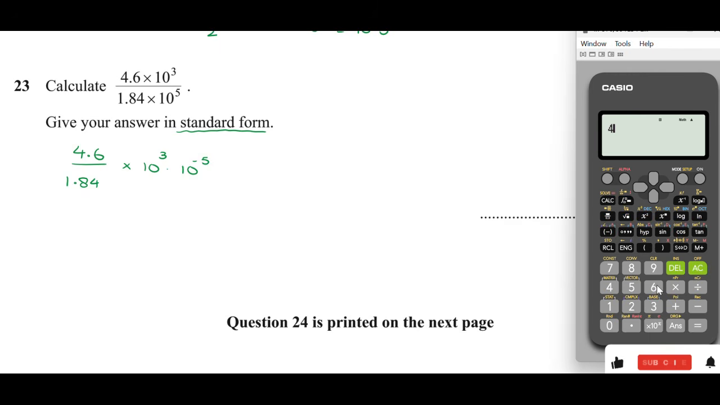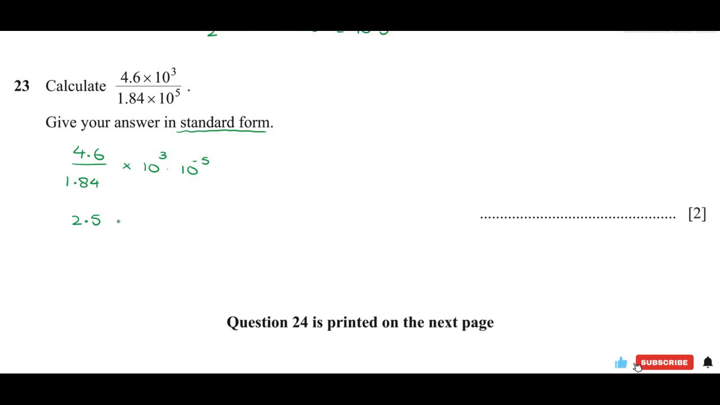Okay, what is 4.6 divided by 1.84? 2.5. So this is 2.5 multiplied by 10 to the power 3 minus 5, which is negative 2. So this is in the standard form. For the standard form, this number should lie between 1 and 10. So this is 2.5 multiplied by 10 to the power negative 2. This is a simplified standard form.